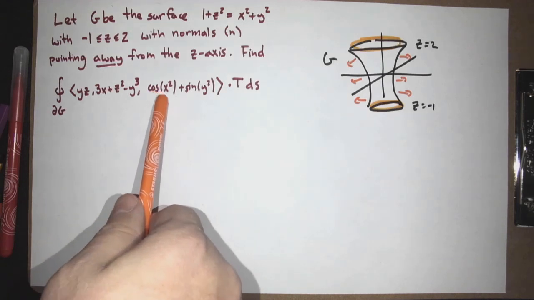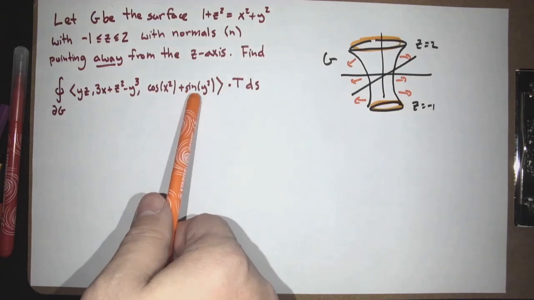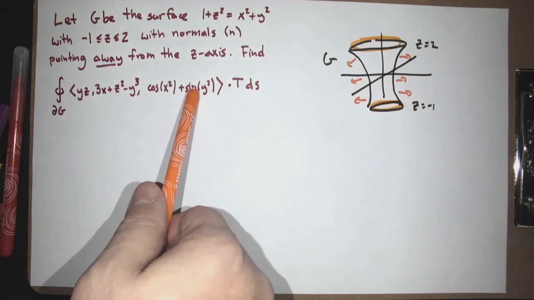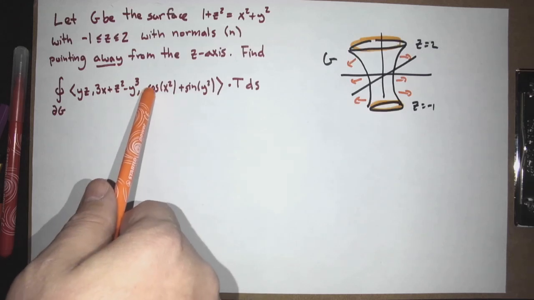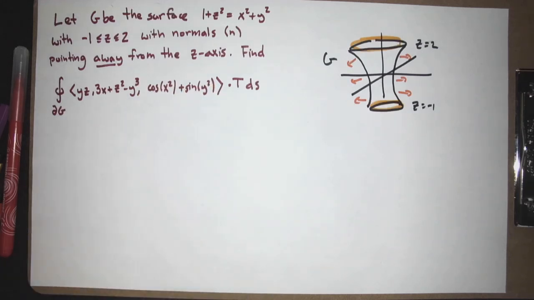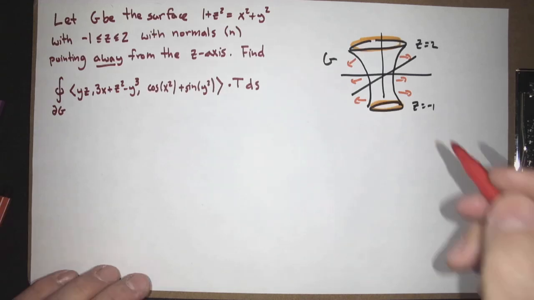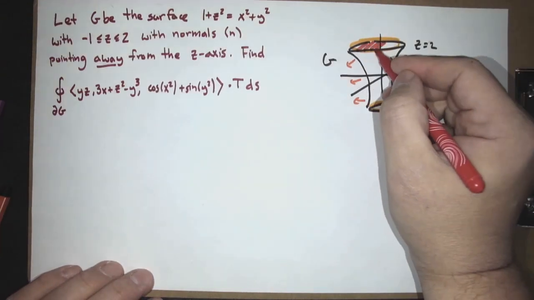Now, this does not look pleasant. That is not cosine squared x, that's cosine x squared. That's not sine squared of y, that's sine y squared. We do not want to touch that. So that's a signal. When you see messiness, we don't want to do that. So we want to apply the theorem. Instead of the hyperboloid, what can we use? We can use a pair of circles.